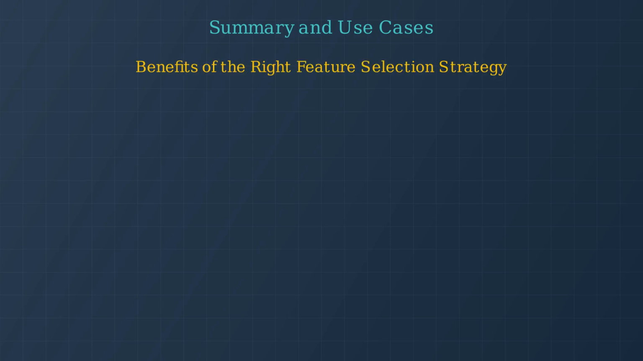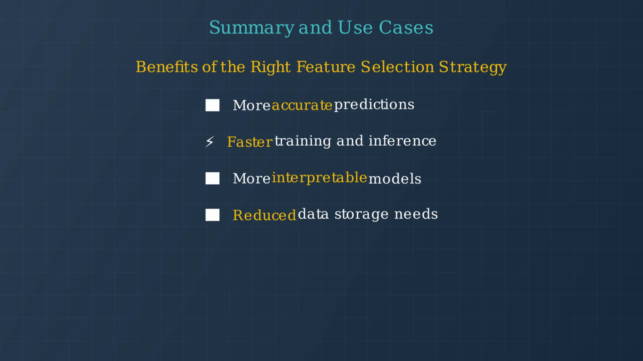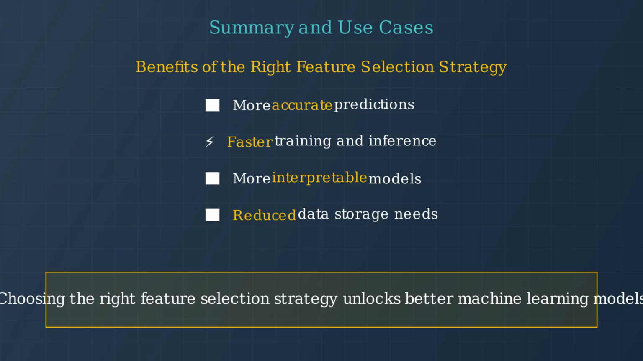The right feature selection approach provides multiple benefits. You'll achieve more accurate predictions through focused learning on relevant features. Training and inference become faster with reduced dimensionality. Your models will be more interpretable as they rely on fewer, more meaningful features, and you'll need less storage and memory for your datasets. In conclusion, selecting the right feature selection strategy is a crucial step that unlocks more accurate, efficient, and interpretable machine learning models.